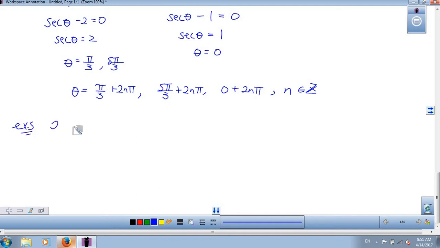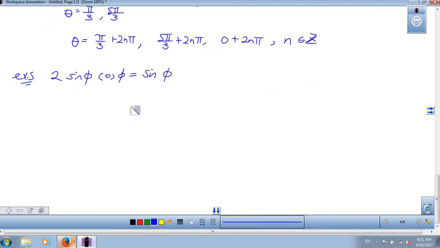There are several techniques, several ways that we can pay attention to, but let's look at different things that we can do, and sometimes you have to do different transformations. Alright, 2 sine phi times cosine phi equal to sine phi. It looks like people will say, yes, let's divide both sides by sine phi. But if we divide by sine phi, we will lose values for the angles by this operation, because then we are taking away part of the equation.